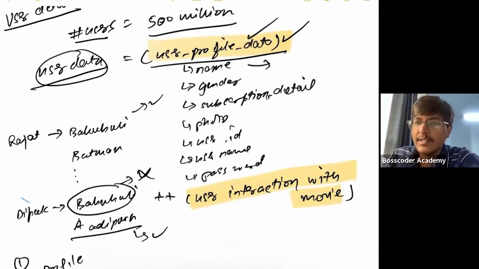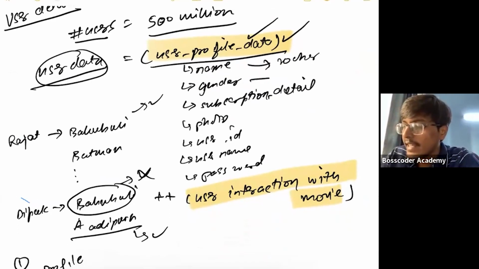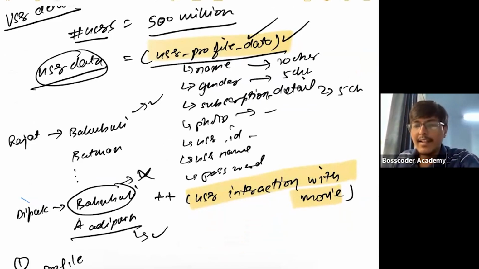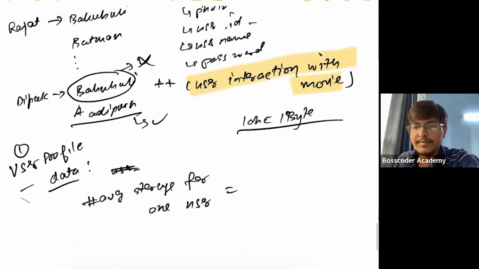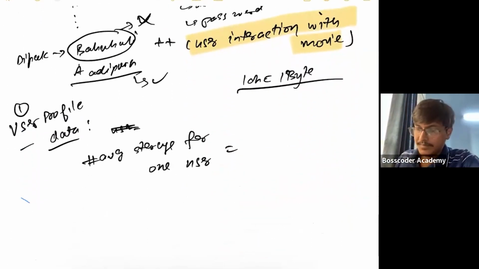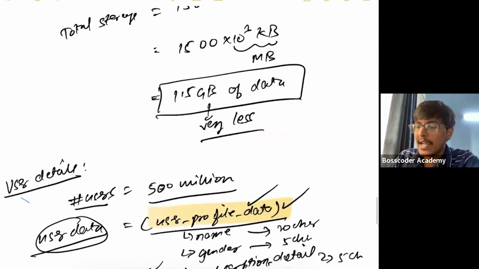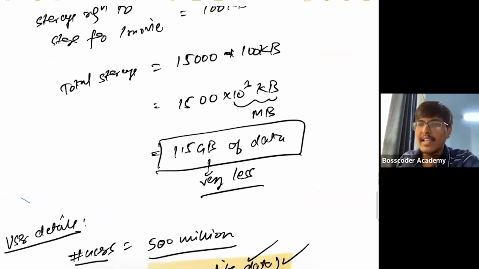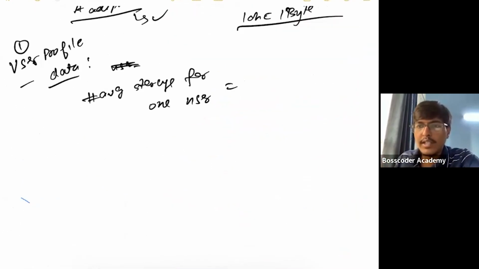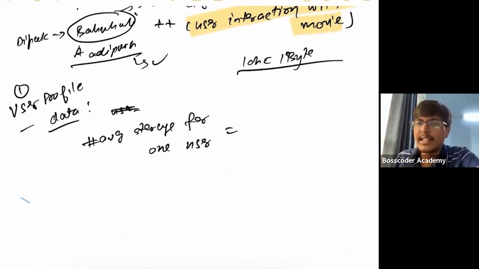You can estimate based on characters. You can say name is 20 characters, gender is 5 characters, subscription details is another 5 characters, photo is this much. And then you can say one character equals 1 byte, and then estimate. So let's say 100 KB, or let's say 50. I don't think there will be 100 KB, because in earlier cases it was 100 KB because there were subtitles and they were pretty big. So we can say mostly it will take 5 KB or 10 KB to store all this data. So let's take 5 or let's take 10 KB, right?